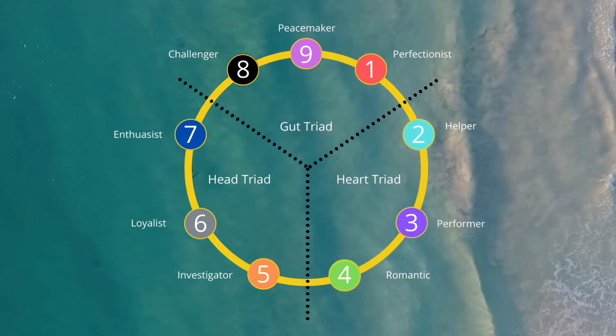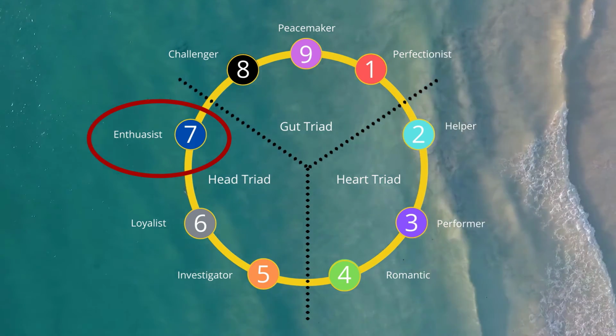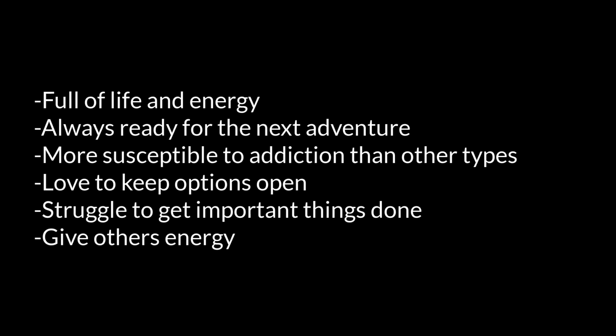Number 7, the enthusiast. Think George Clooney, Whoopi Goldberg, Tina Turner. Or just that friend that you have that is just always the life of the party, ready to go. 7 is probably one of the most fun types. Full of life and energy. Always ready for the next adventure. More susceptible to addiction than other types. Love to keep options open. Struggle to get important things done. Give others energy.